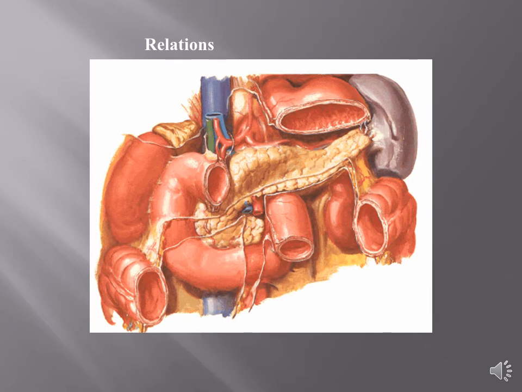This is yet another diagram of the relations of pancreas. Here we can see various viscera. Over here we have removed the stomach to see the pancreas, and we have also removed some part of the transverse colon and transverse mesocolon. We can see the attachment of the transverse mesocolon on the body of pancreas, which is a very important relation. Then we can appreciate the portal vein and inferior vena cava above the pancreas, and the green colored structure is the bile duct.